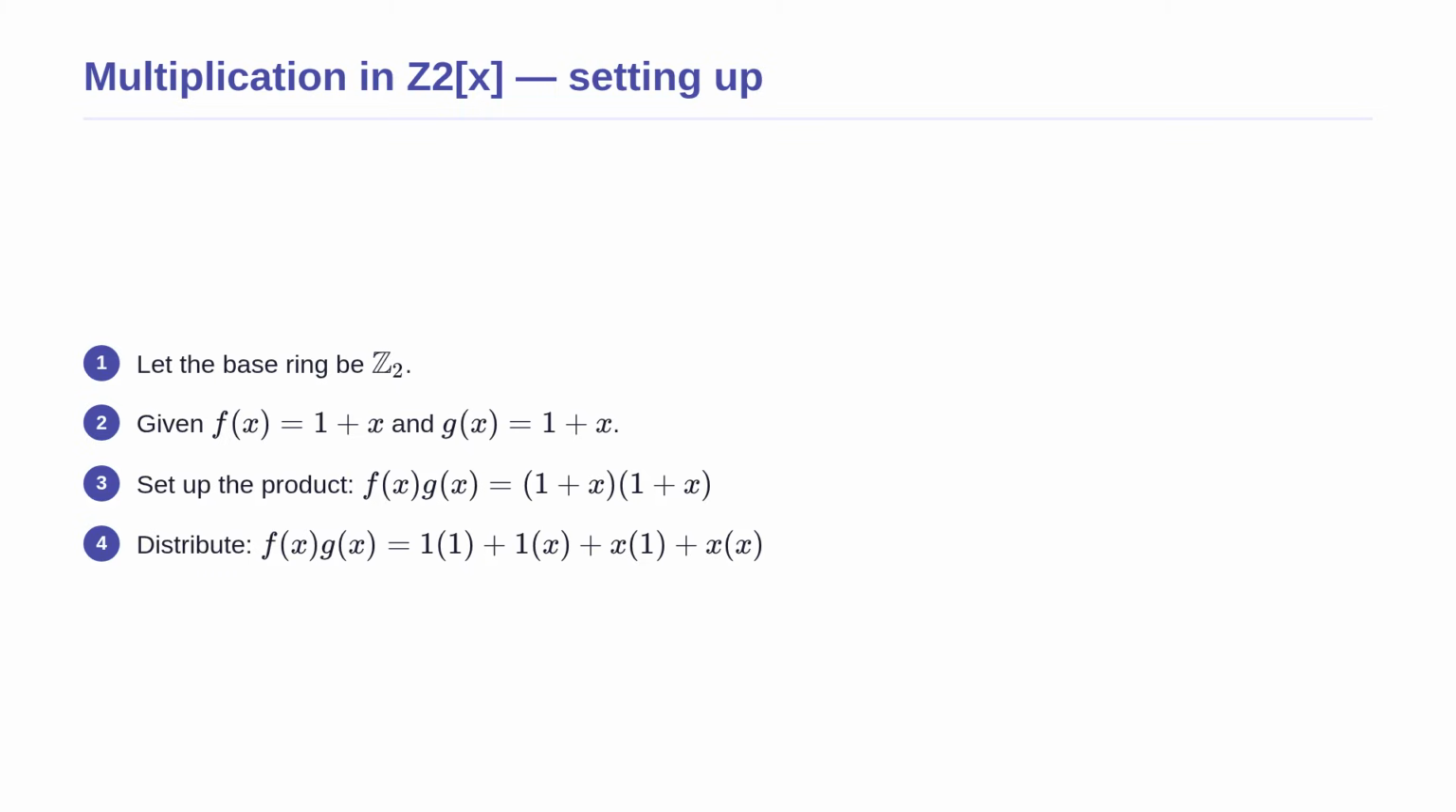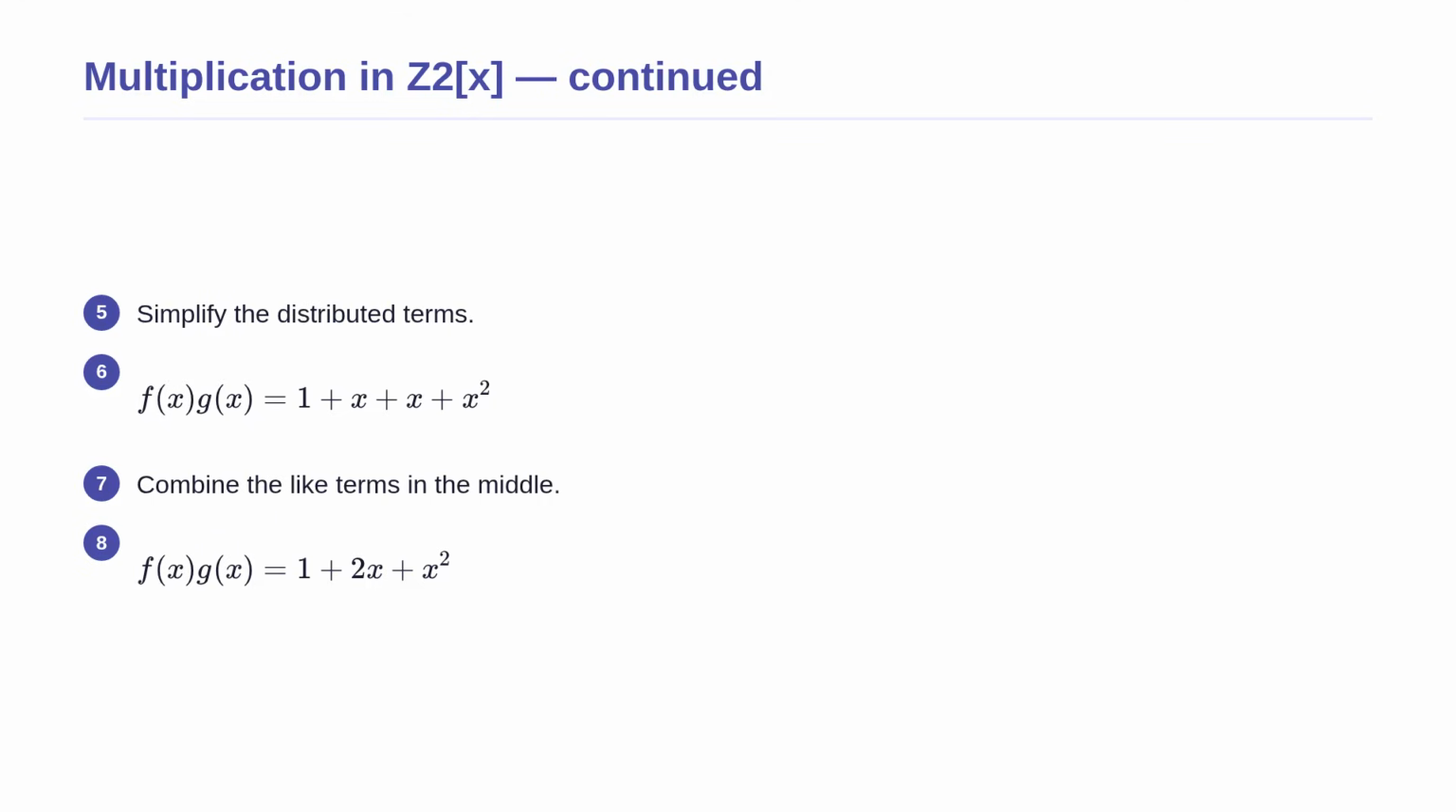We want to multiply two identical polynomials, f of x equals 1 plus x and g of x equals 1 plus x, under these strange new rules in Z2 bracket x. We are asked to find their product. We set up the multiplication exactly as we would in standard high school algebra. We distribute the terms to expand the expression fully, giving us 4 separate terms to evaluate. The variable behaves exactly as it always does. Continuing our calculation, we simplify the distributed terms to get 1 plus x plus x plus x squared.